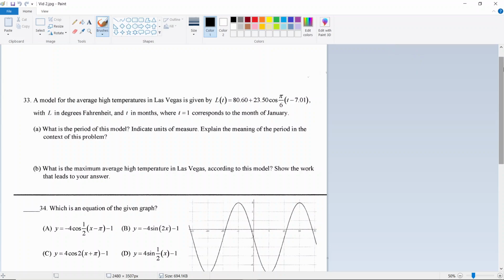What is the period of this model? All right, remember period, here's the B. This is actually the K, and sometimes you can put the K in the beginning. K + A cosine(Bx − C). So remember, the B tells us the change in the period. So period equals, for cosine and sine, 2π over B. In this case, B is π over 6.